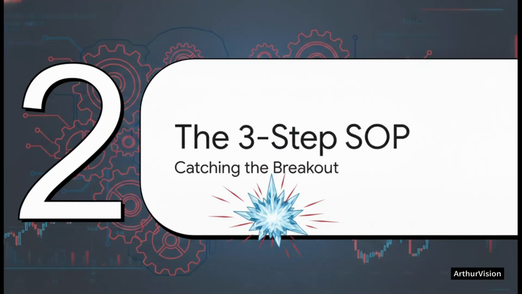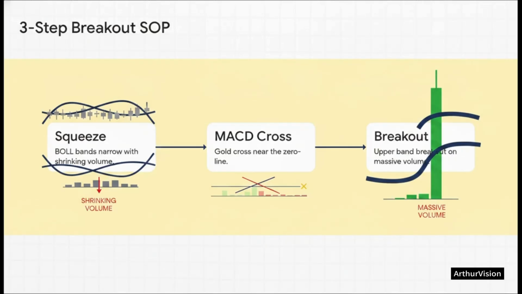Section 2. The three-step Breakout SOP. Okay, we understand the tools. Now, let's assemble the machine. To capture these growth stock explosion points, you need uncompromising ice-cold execution of this three-step breakout standard operating procedure.